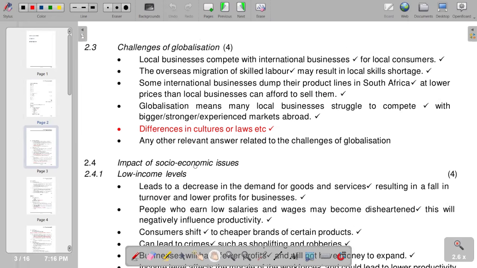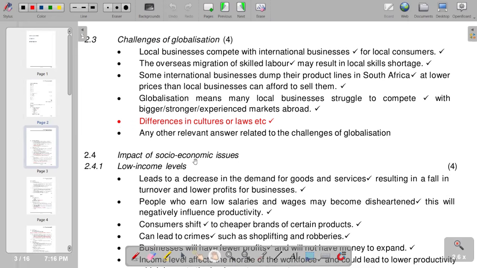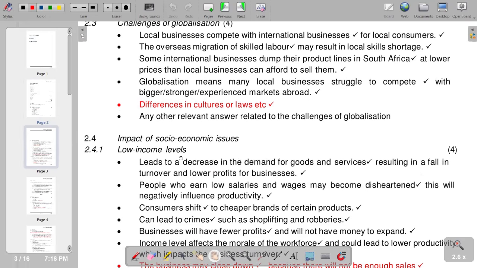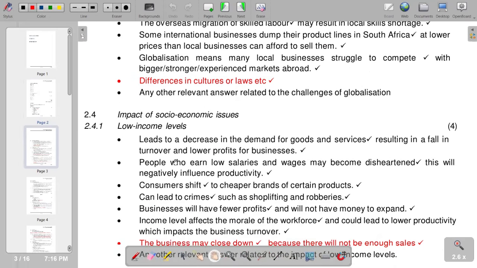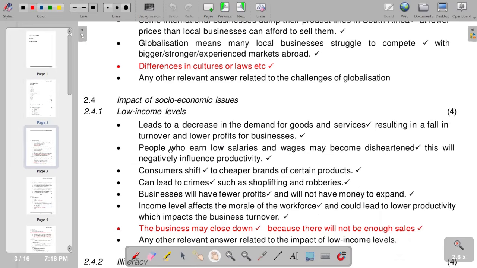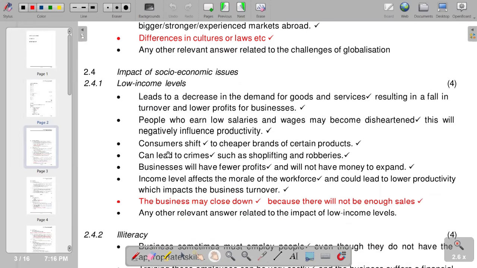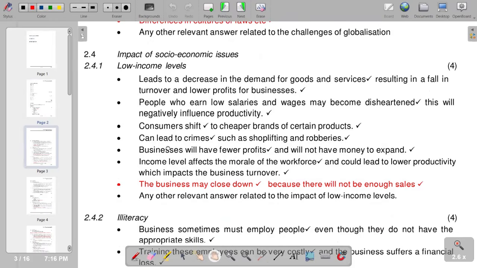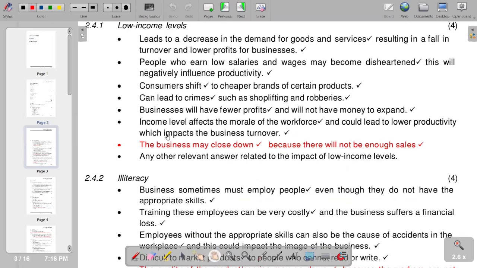Then on the next part, we have the impact of socio-economic issues. These are the impacts that we can include in terms of socio-economic issues. We've got low income levels as one of them. We also have illiteracy.